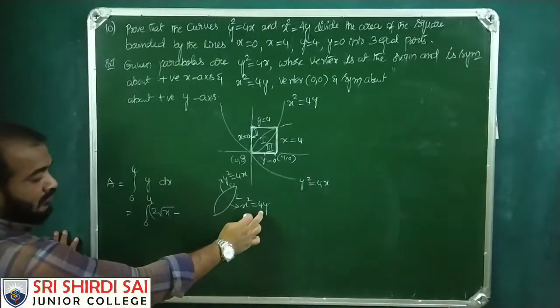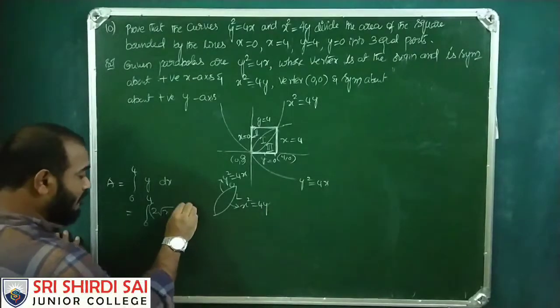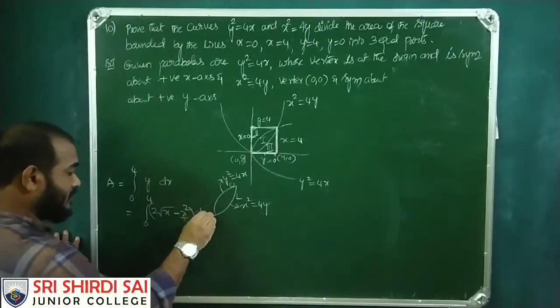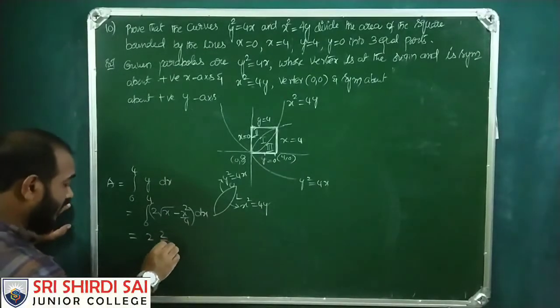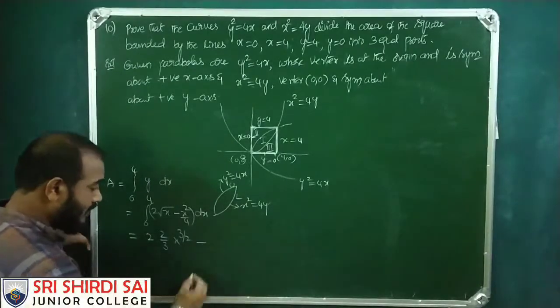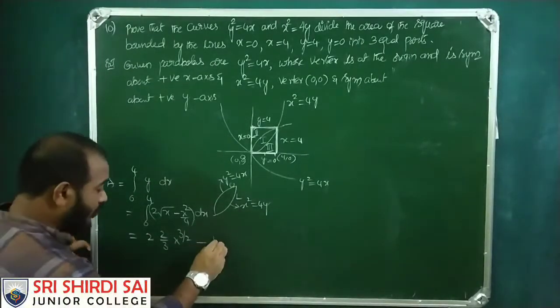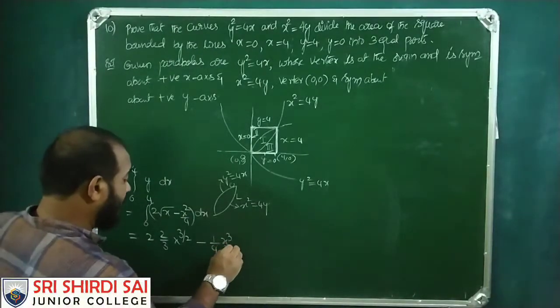I want this in y. So x square equals to 4y, y equals x square by 4, dx. This is equals to 2 integral root x, which is 2 by 3 x power 3 by 2, minus 1 by 4 integral x square dx, which is x cube by 3.